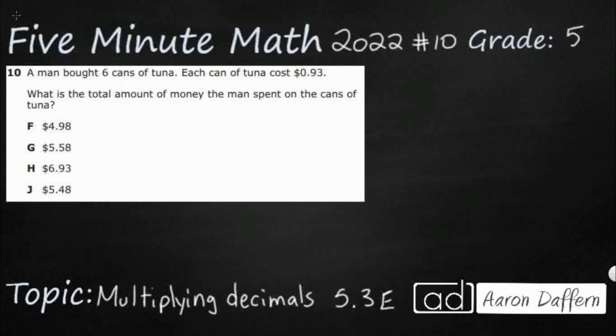So a man is going to buy 6 cans of tuna. Each can is going to cost 93 cents. We need the total amount of money he spent on the cans of tuna. So we're just looking for the total.